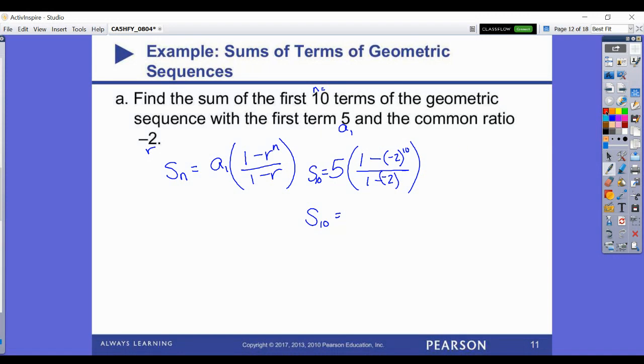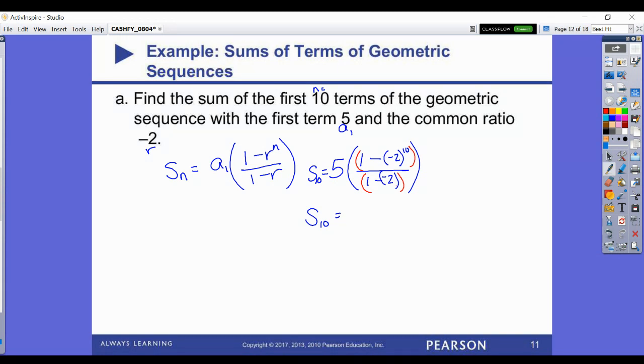Make sure you're careful with your parentheses. When you type this in, you actually need to put parentheses around the top and parentheses around the bottom if you're doing it all at once. So 5 times 1 minus parenthesis negative 2 to the 10th, close, divided by, well, you could do that in your head. 1 minus negative 2 is 3, but be careful with your negatives.